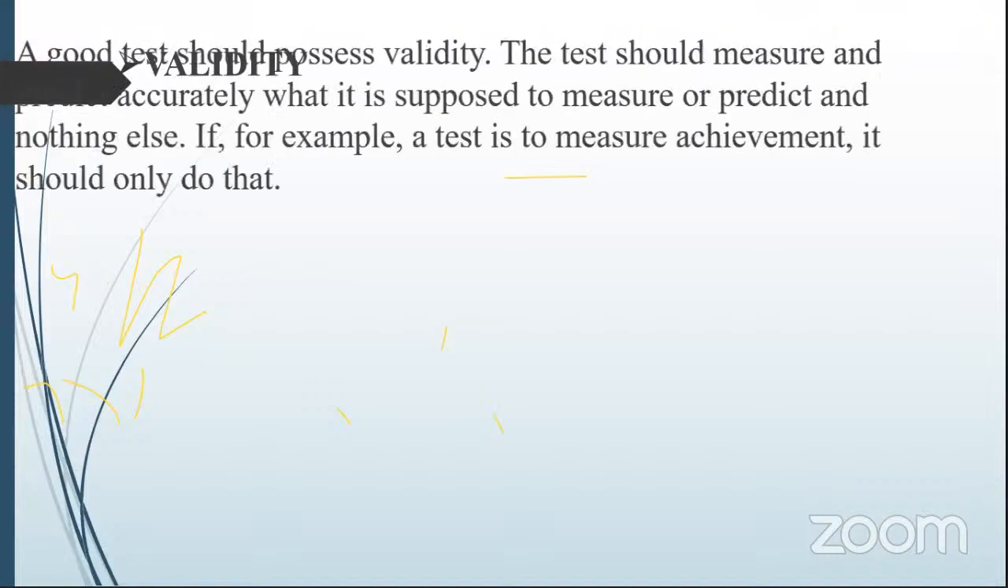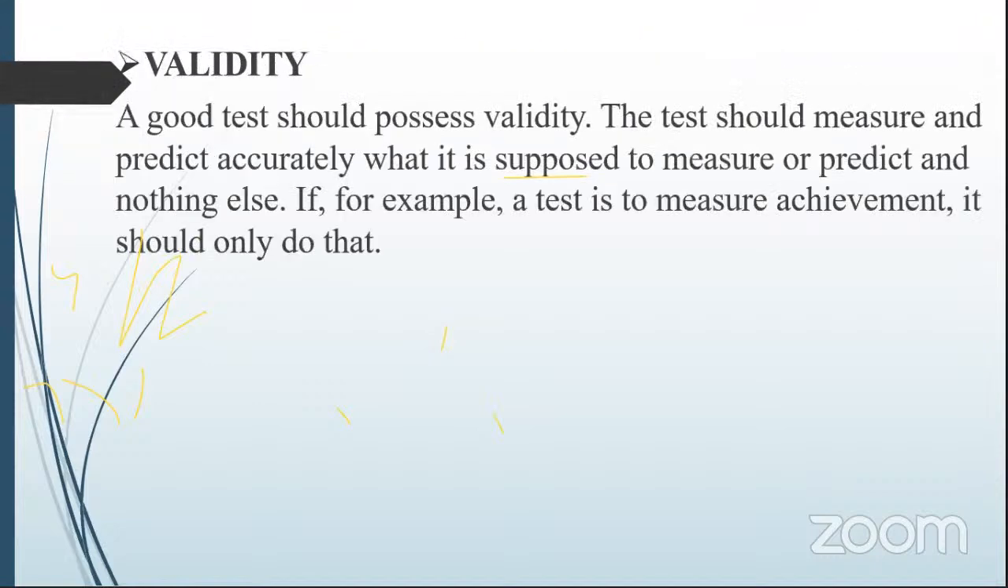We look at validity as one of the requirements. A good test should possess validity. The test should measure and predict accurately what it is supposed to measure or predict, and nothing else. If, for example, a test is to measure achievement, it should only do that.